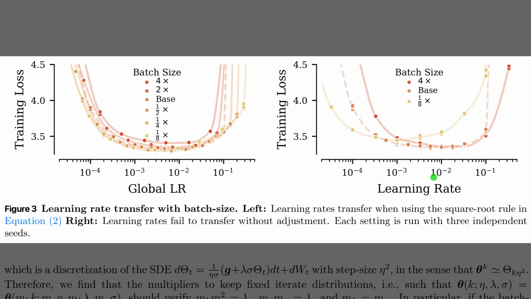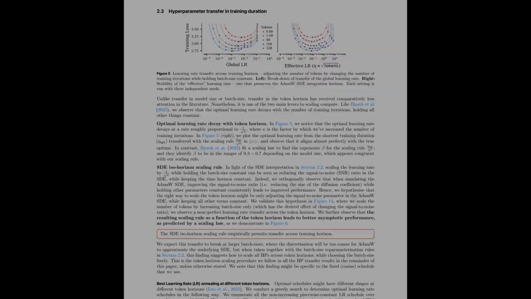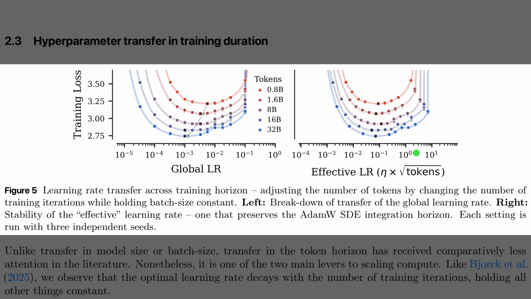Moving to Figure 3, we see the impact of these rules specifically on batch size scaling. The goal is for the optimal learning rate to remain stable even as the batch size changes. In the left plot, using the proposed square root adjustment, the loss curves for varying batch sizes align vertically, sharing the exact same minimum. By contrast, the right plot shows the failure without this rule. The optimal learning rates scatter horizontally, meaning a setting that works for a small batch would fail completely for a larger one.